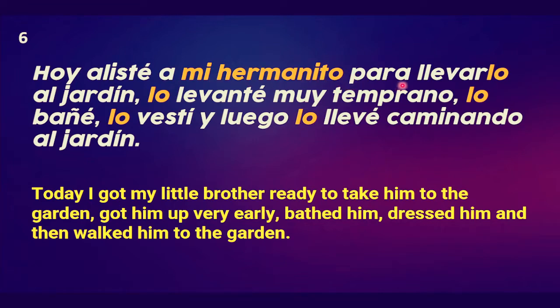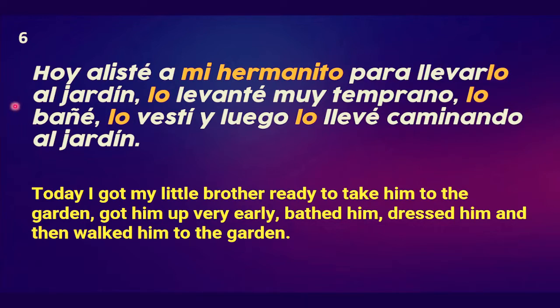Here we have para. What did I say about para? If we have para, after de, after a, you don't have to conjugate the verb. That's why I have the verb to take here in its infinitive form, and I have to put the direct pronoun after the verb.